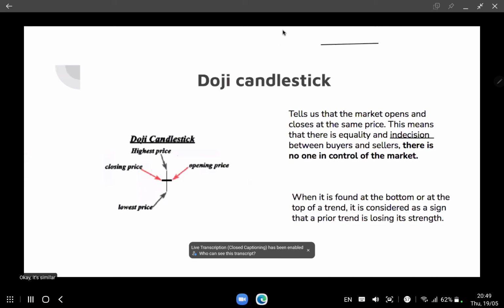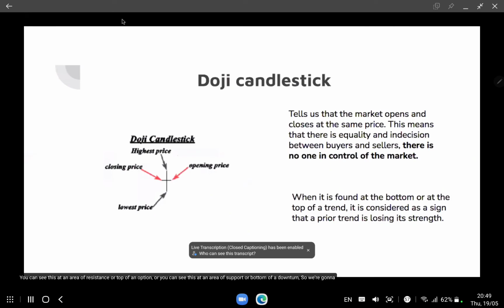It's similar to the high wave, yeah. So this means indecision, this means potential reversal, meaning you can see this at an area of resistance or top of an uptrend, or you can see this at an area of support or bottom of a downtrend.